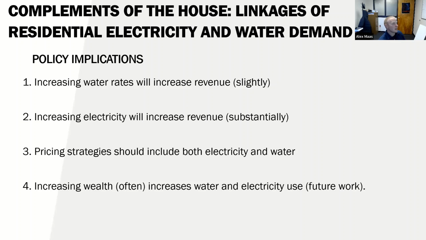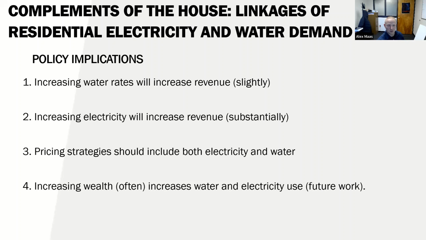But for policy implications here, increasing water rates will increase revenue, not a lot, but slightly. Let's say if we take the negative 0.8 estimate, you'll still see a slight increase in revenue. Increasing electricity rates by comparison will lead to a substantial increase in revenue. There is at least sufficient evidence that electricity and water do move together when we change prices. So if we think about pricing strategies from a utility-wide perspective, we should probably do that synergistically.